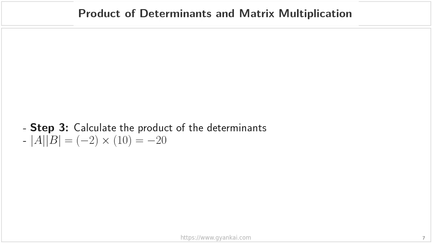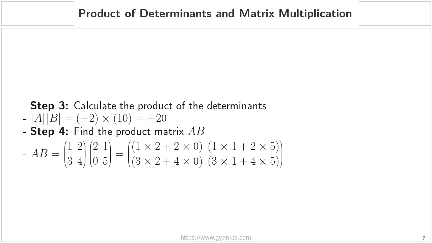Product of determinants and matrix multiplication. Now that we have calculated the individual determinants for matrix A and matrix B on the previous slide, let's move on to step 3. We are going to find the product of these two determinants. Since we found that the determinant of A is -2 and the determinant of B is 10, we simply multiply them together. -2 times 10 gives us a result of -20. Next, let's proceed to step 4, where we will find the actual product matrix, AB.